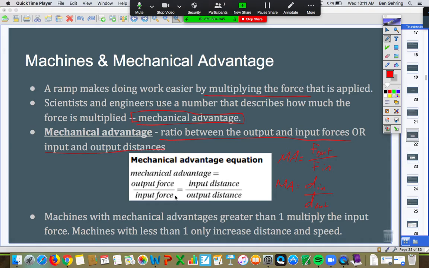Machines with a mechanical advantage greater than 1 multiply the input force. If they have a mechanical advantage of less than 1, they only increase the distance and speed. So they don't change the force, they just change the distance.